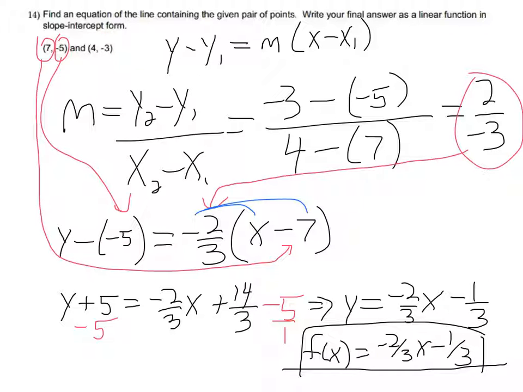Beautiful. It did go through. It is in slope-intercept form, and it is a linear function. We know this one's right. Feels great. Next question.